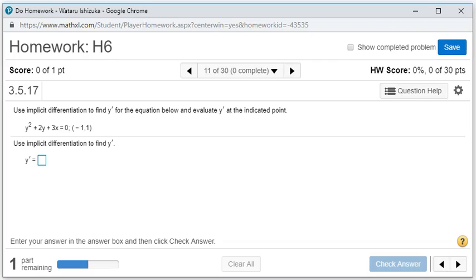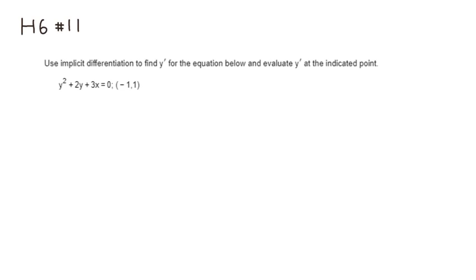All right, let's look at homework 6, problem number 11. We want to use implicit differentiation to find y prime, and then evaluate y prime at (-1, 1). All right, so let's do that. I'm going to take the derivative with respect to x.